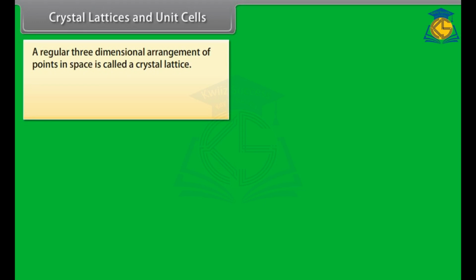Crystal lattices and unit cells. A regular 3-dimensional arrangement of points in space is called a crystal lattice.